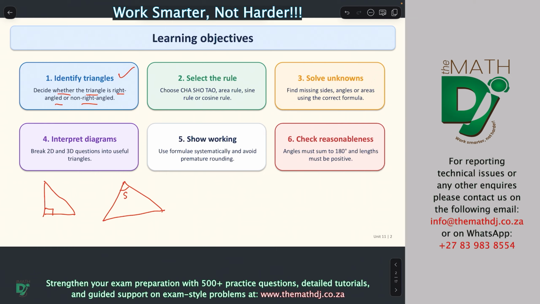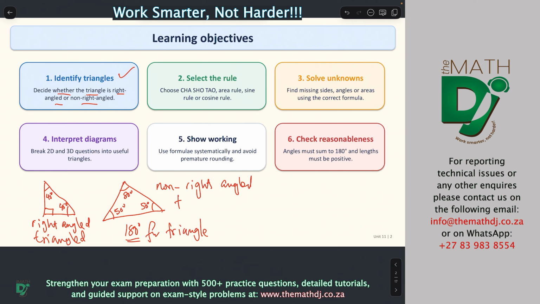For example, this one can be 80 degrees, this one can be 50 degrees, then this one will also be 50 degrees, because remember, the total should be 180 for triangles, right? In this case, you can have like a 45 degrees here, 45. This is just an example. So this will be a right angled triangle, and a non-right angled triangle.